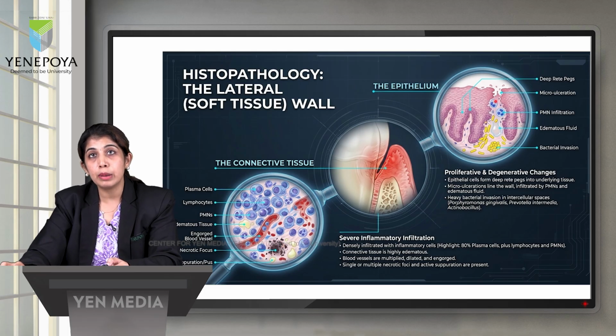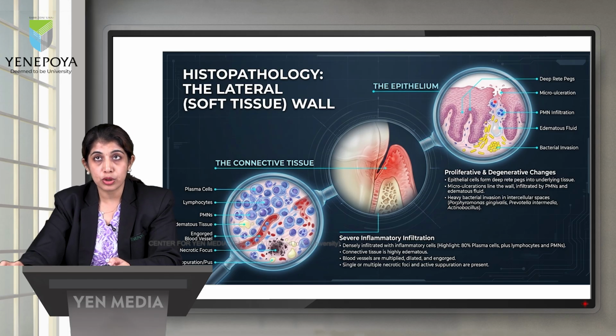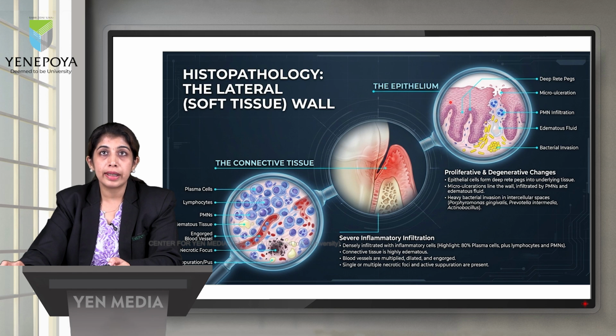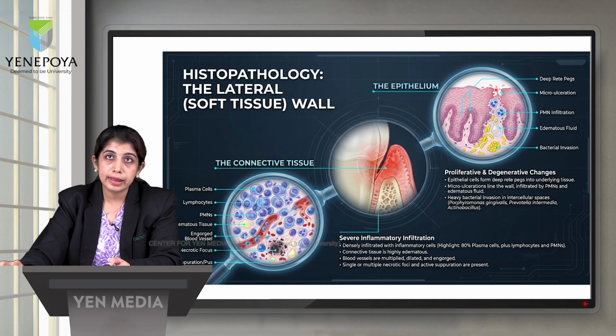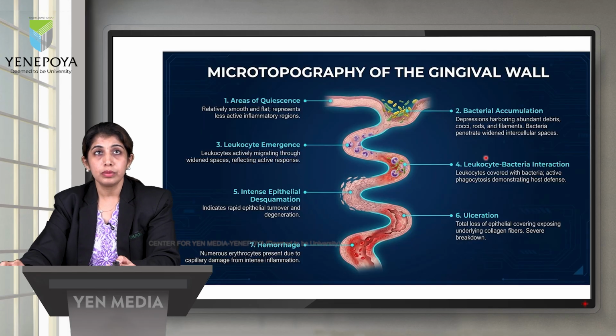Whereas in the epithelium, the epithelial cells are losing their desmosomal and hemidesmosomal attachments, and there are ulcerations forming. So the epithelial rete pegs become deeper, and there are micro ulcerations happening. Once this happens, your collagen is exposed to bacteria. So the bacterial invasion happens directly into the connective tissue without the need of chemotaxis. So this is what happens in the lateral wall of the pocket.